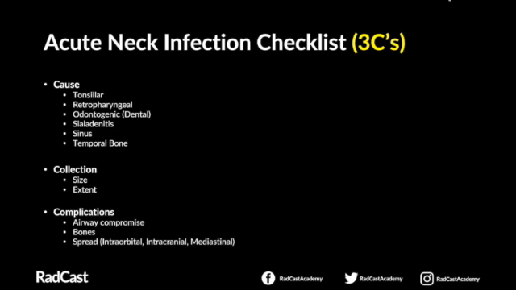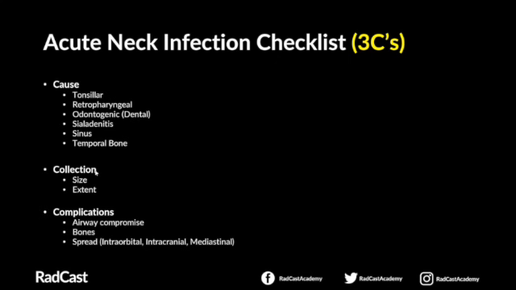A nice checklist to think about when you're reporting an acute neck scan is the 3 C's. First, you want to look for the cause of the infection. It might be a bit overwhelming, with lots of edema and nastiness going on in the head and neck, but you really want to try and work out the epicenter of the infection, and it's going to be coming from one of these sites: a tonsil, retropharyngeal region, the teeth, a salivary gland, a sinus, or the temporal bone. So that's the first bit. Try and work out where it's coming from.